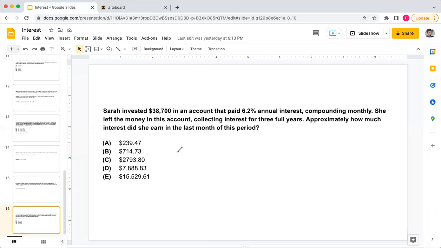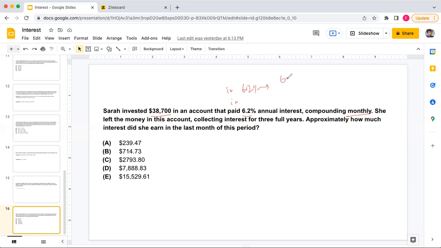It helps us in approximation. The question is saying that Sarah invested this much amount in an account that paid 6.2% annual interest compounded monthly. She left the money in the account collecting interest for 3 full years. And the question is asking, how much interest did she earn in the last month, right? First of all, this is the invested amount and the rate of interest is 6.2% per annum, and that is compounded monthly. So what is the rate of interest per month? Just divide this by 12 for approximation.